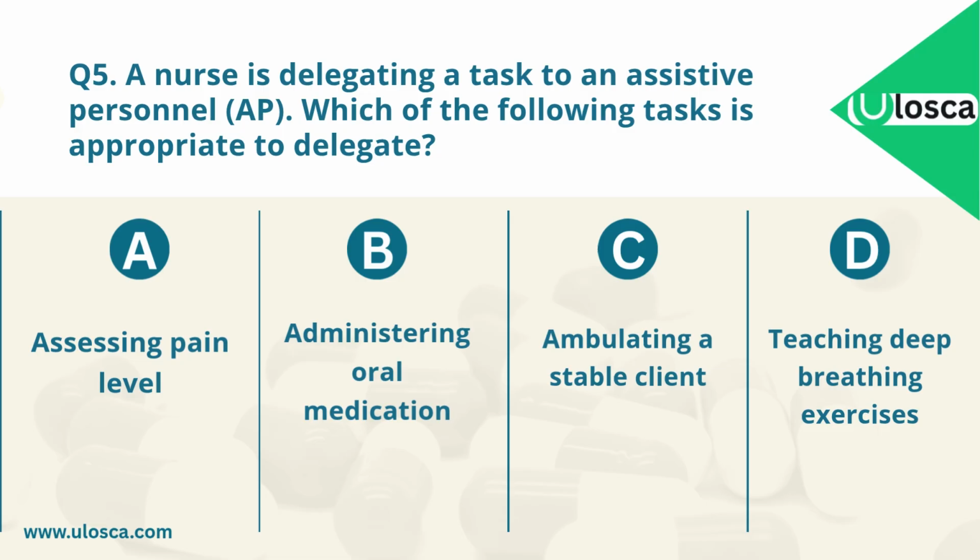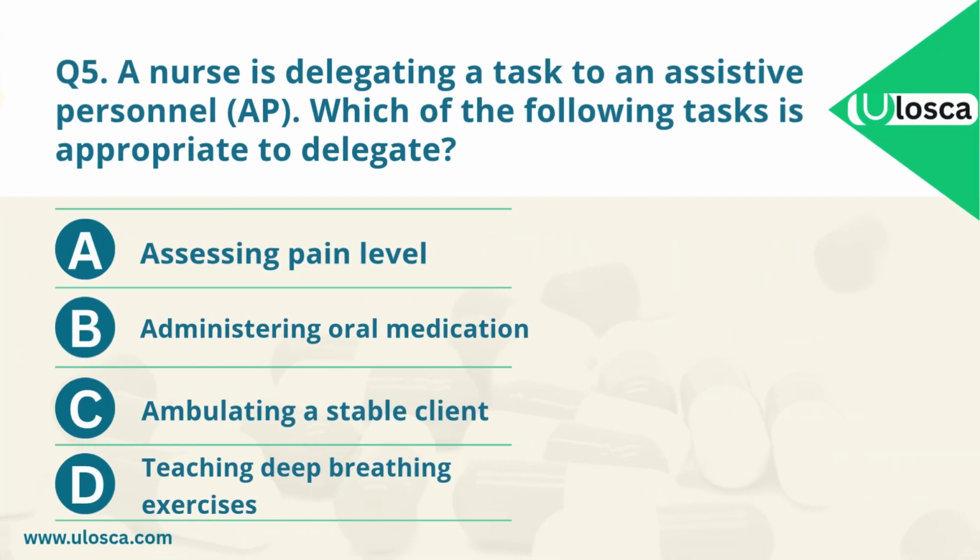Which one is the correct answer? The correct answer is C. Ambulating a stable client.